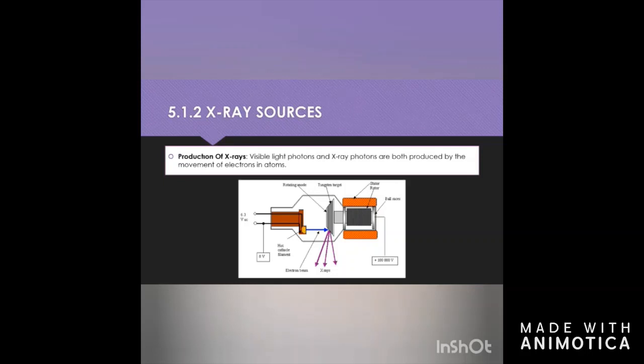X-rays can be produced in a highly evacuated glass bulb called an X-ray tube, which contains essentially two electrodes: an anode made of platinum, tungsten, or another heavy metal of high melting point, and a cathode.